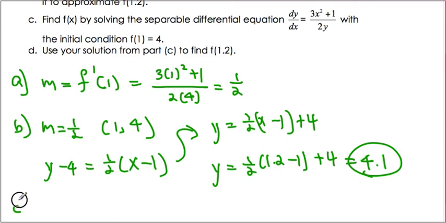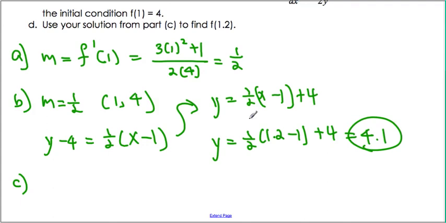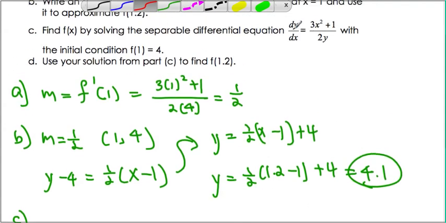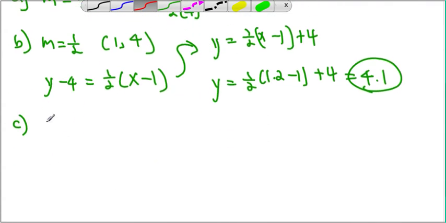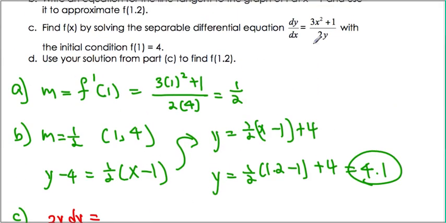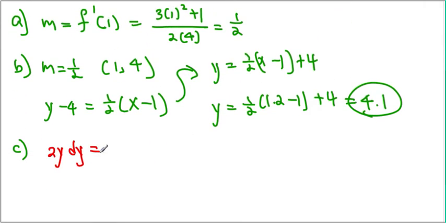Let's go for part C. Find f of x. Now, how are we going to do it? Once again, by separating the variables first. So when you cross multiply, we get 2y dy is equal to 3x squared plus 1 times dx. Once again, we can integrate both sides since they are equal expressions.